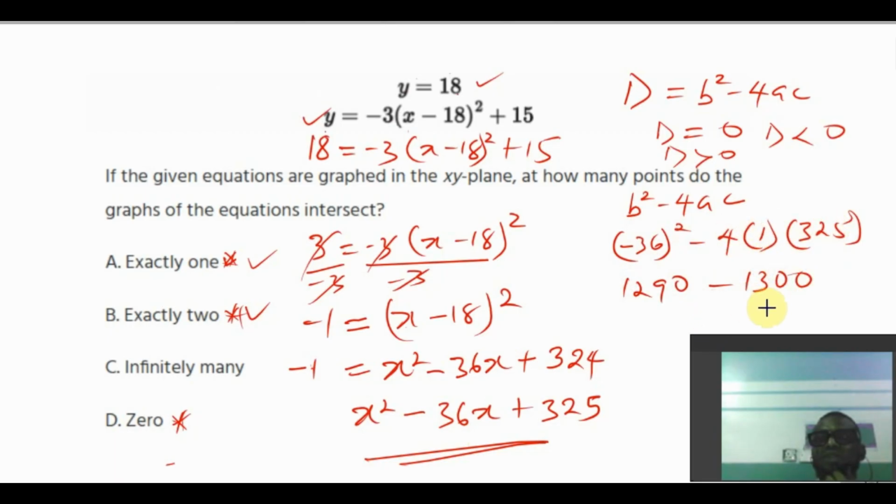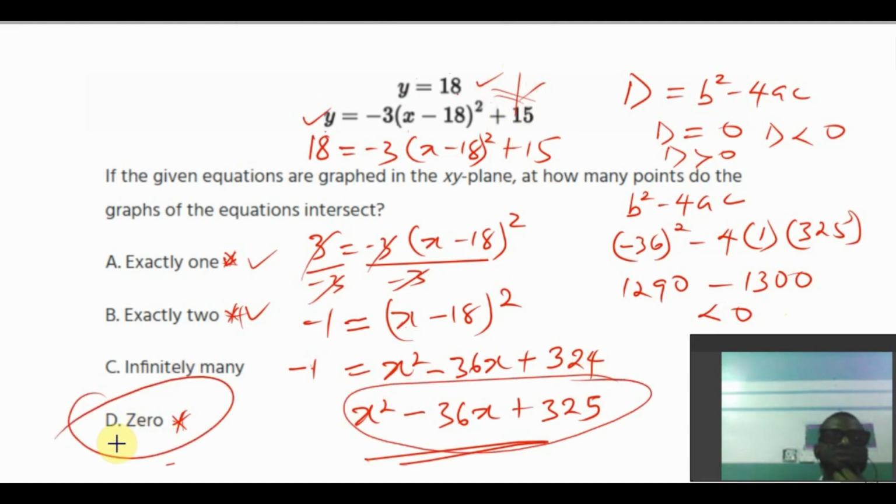This number is less than 0. It's a negative number. So if it's less than 0, it means that both lines will never intersect. So the option is D. They will never intersect. The line will just be like this, the other one will go this way. They will never intersect.